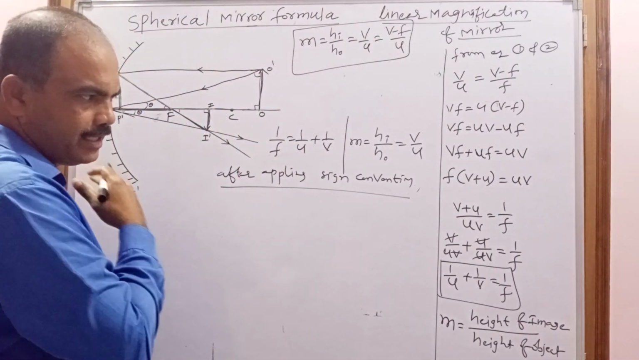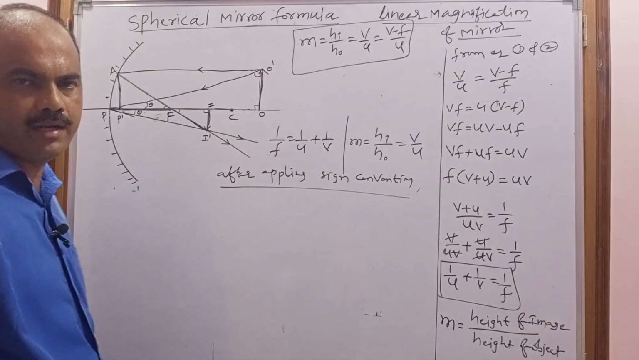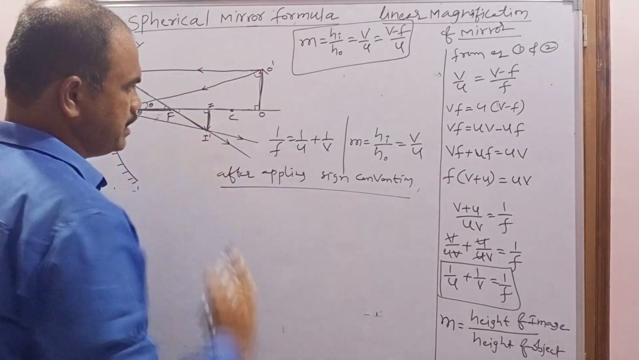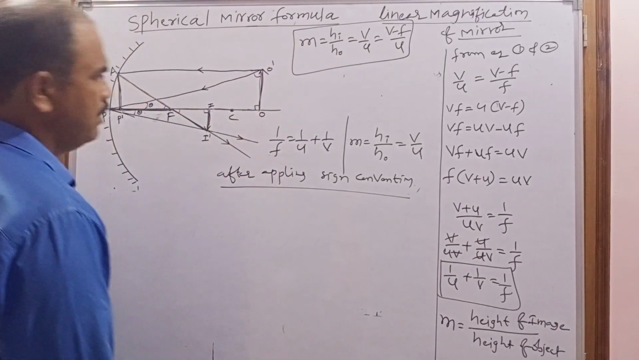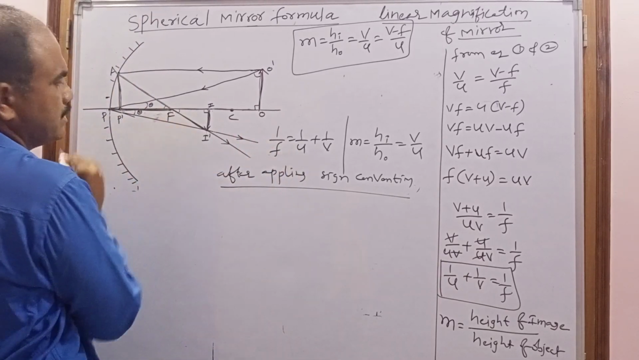The distances measured in the direction of incident light are positive, opposite to the direction of incident light are negative. Heights above the principal axis are positive, heights below the principal axis are negative. So now come to the focal length. What is the focal length? The distance from pole to focus.